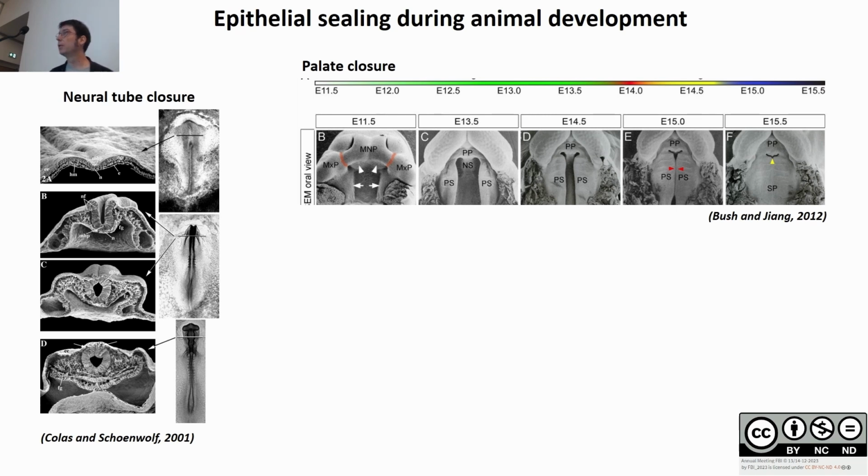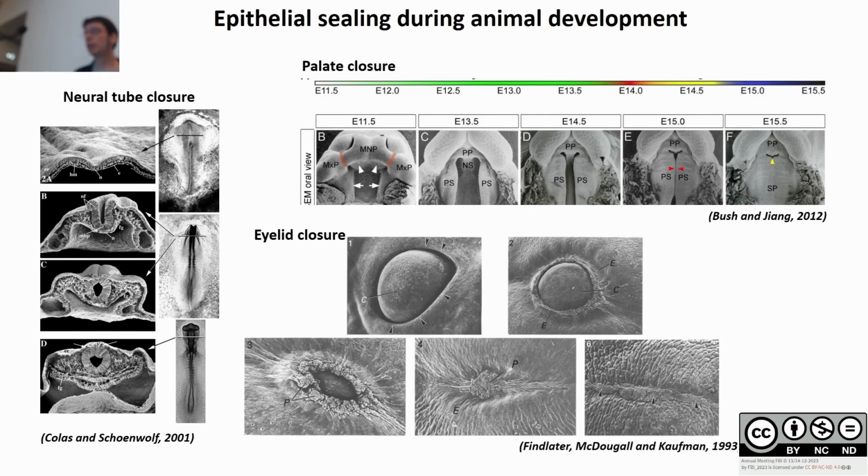Another example of epithelial sealing is palate closure, where you have the fusion of the palate from one side to the other that takes place here. And another one that I took is the eyelid closure that takes place in order to allow the morphogenesis of the eye. So in the group, we are interested in understanding how epithelial sealing takes place.